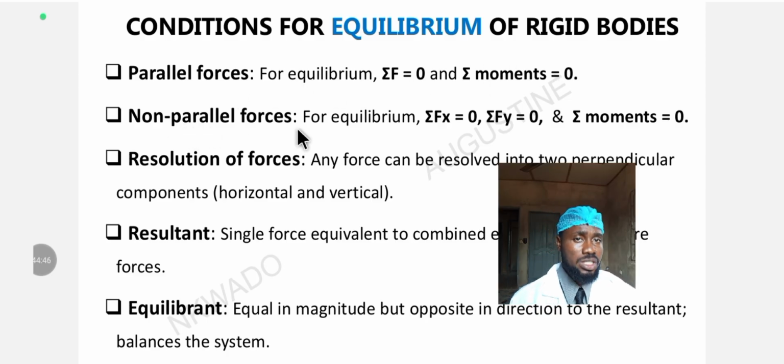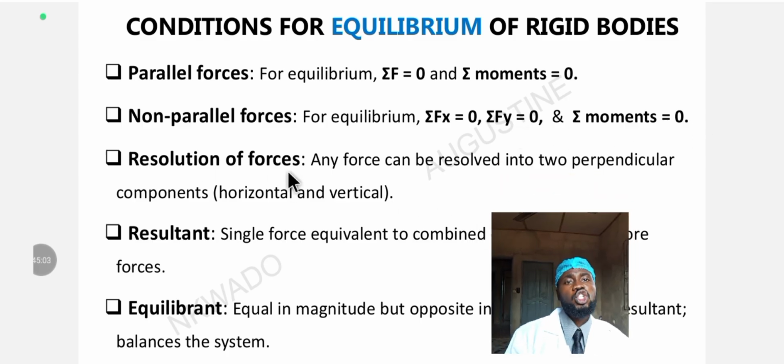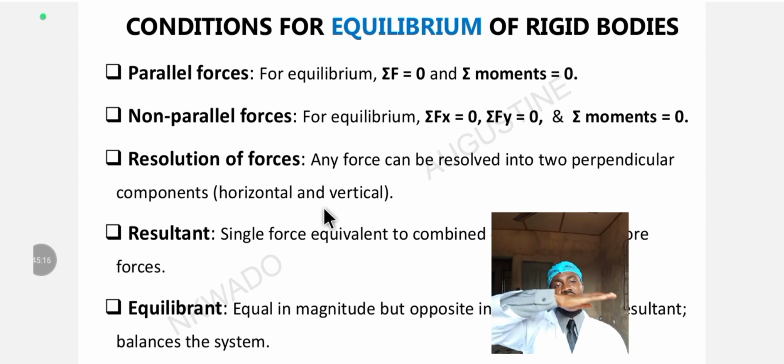Then for non-parallel forces, for equilibrium, the force on the x plane is equal to 0, while the force on the y plane equals 0 too. And moment equals 0 overall. Then resolution of forces. It states any force can be resolved into two perpendicular components, horizontal and vertical, like we explained in the vector graph. That's how you resolve forces.